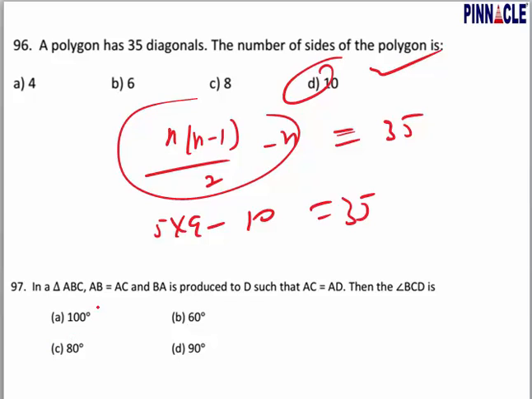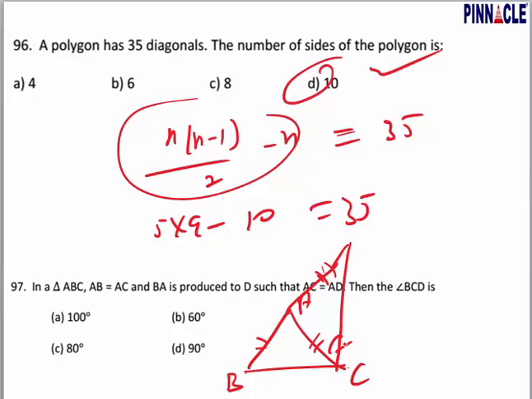In triangle ABC, AB is equal to AC, and BA is produced to D such that AC is equal to AD, and we have to find the value of angle BCD. In ABC, AB and AC are equal. BA is produced to D such that AC is equal to AD. We have to tell the angle between BC and D.